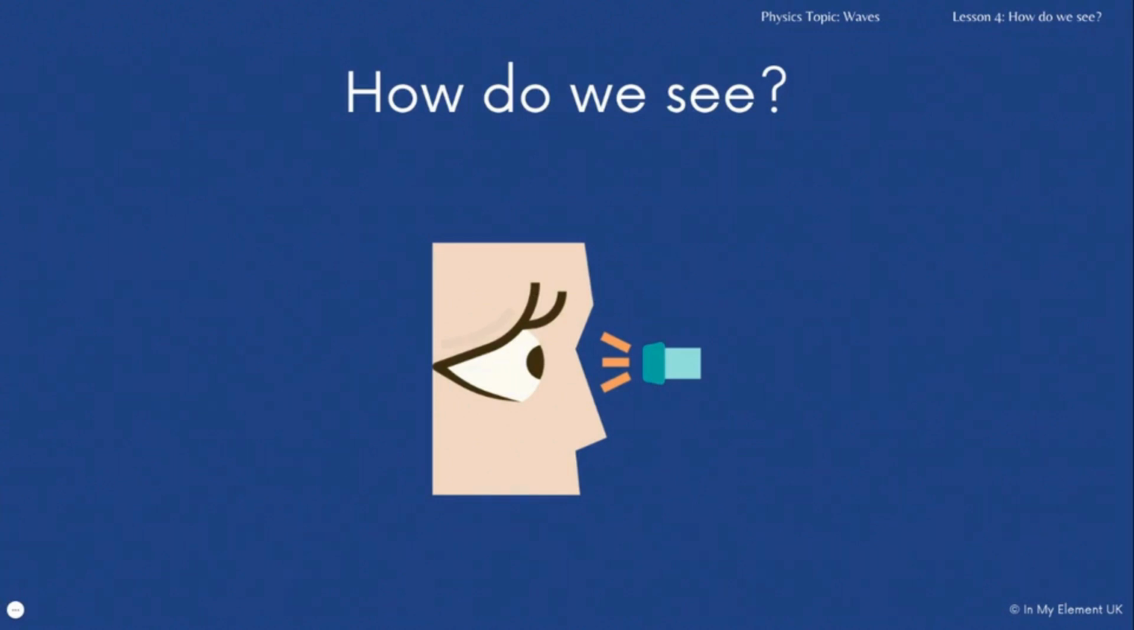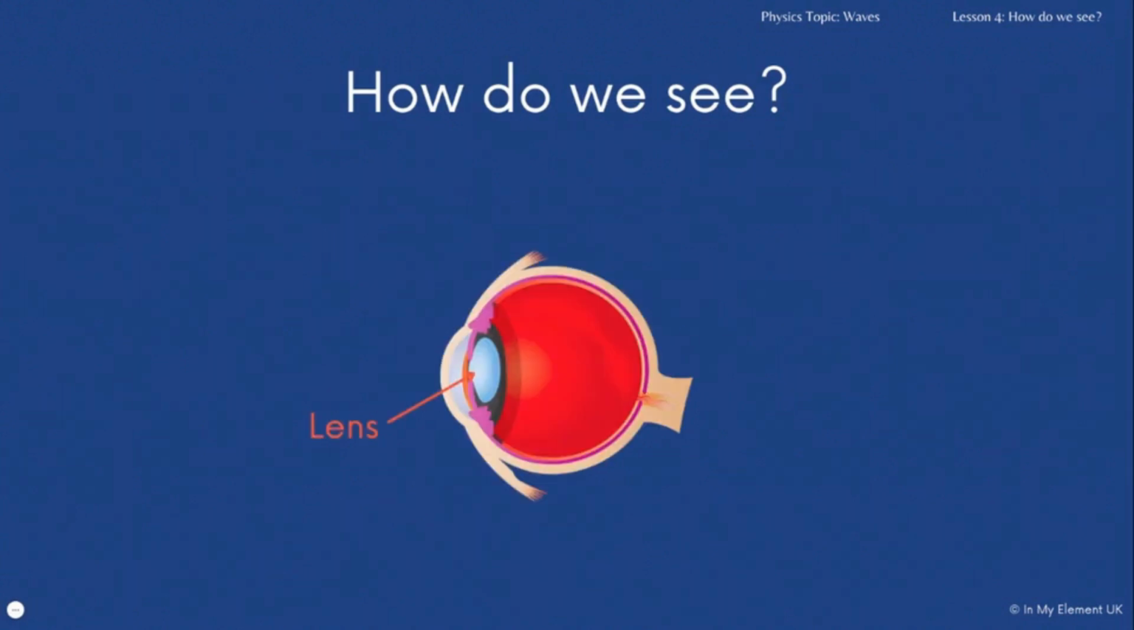To have a bit of a better understanding of it, you need to know about the structure of the eye. You'll learn about this in a lot more detail at Key Stage 4 biology, so we're going to cover a few of the basics today.